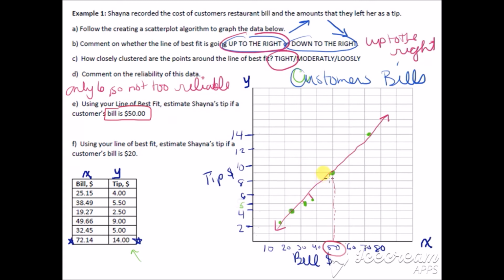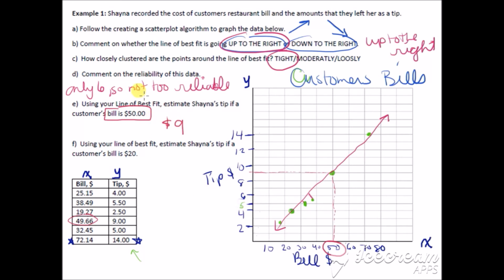Specifically the line of best fit, not the data point. There's actually not a data point at 50, there's a data point at 49.66. But we don't just want to follow it up to the data point because the data point may not lie on the line. The line represents our trend, so we always want to go with our trend. So I think that she's going to get a $9 tip if the bill's 50 bucks.